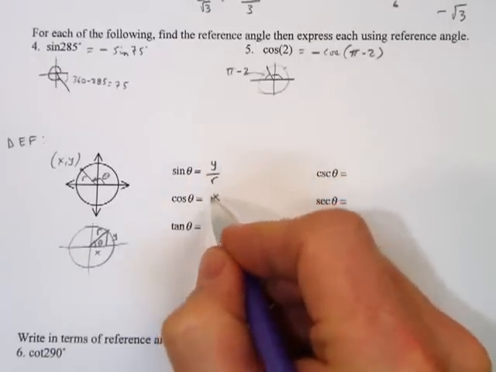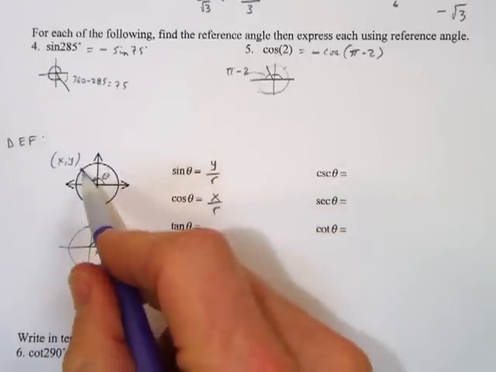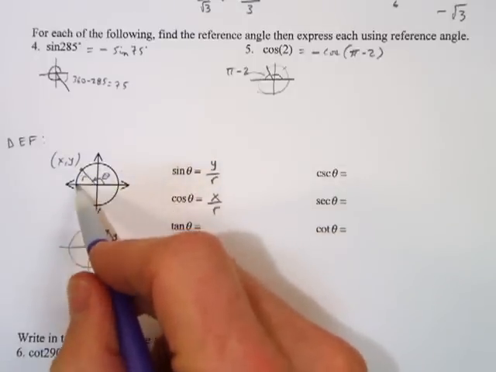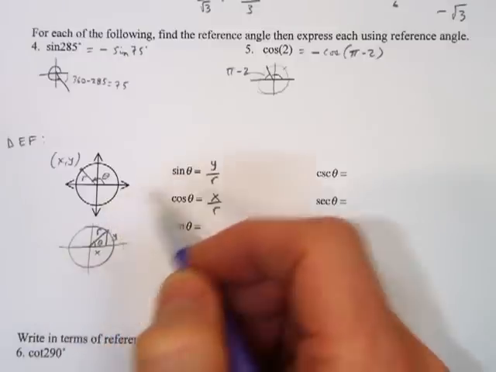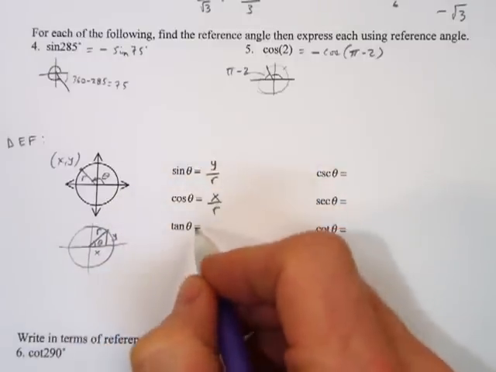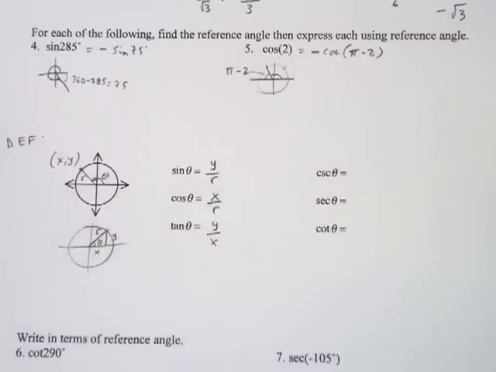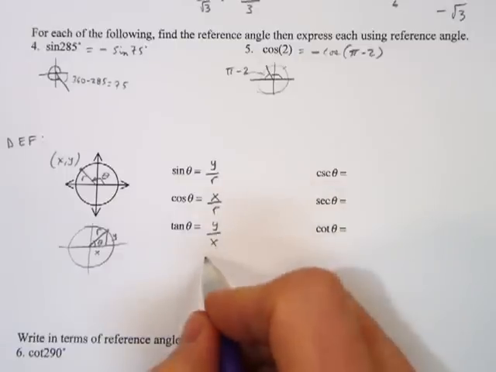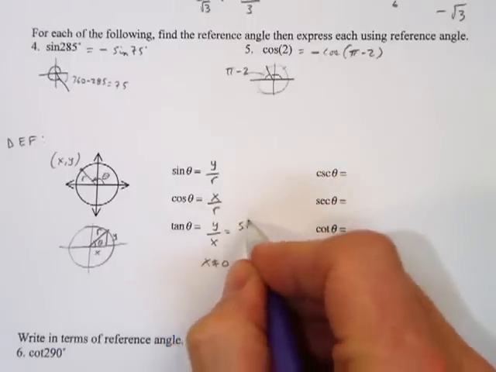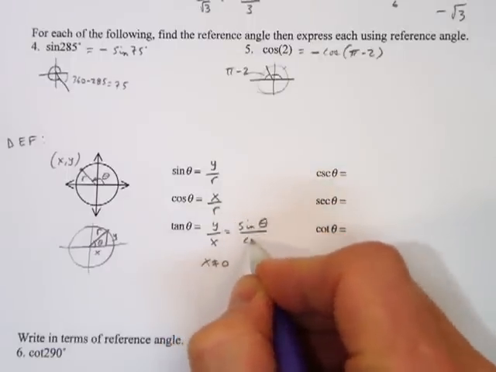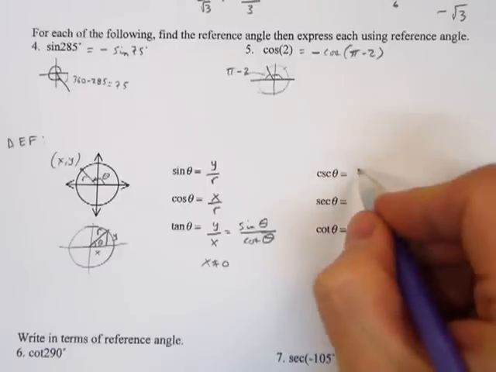Cosine would be the adjacent, and we can deal with the reference angle, and as long as we take into account if it's positive or negative, these always work. And then the tangent is opposite over adjacent. And in this case, x cannot equal 0. Now we already know as well that this can be written as the sine of theta over the cosine of theta.